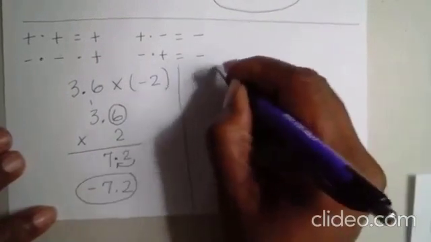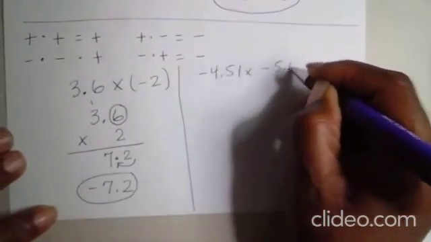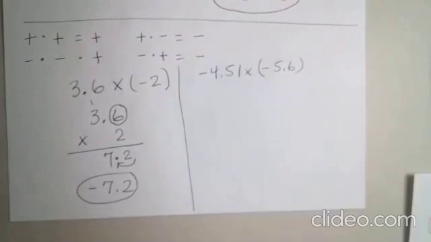Okay, let's do another example. Negative 4.51 times negative 5.6. Two negative signs. So our answer is going to be, I'm waiting for my class to answer. Your answer is going to be positive. It's going to be positive.